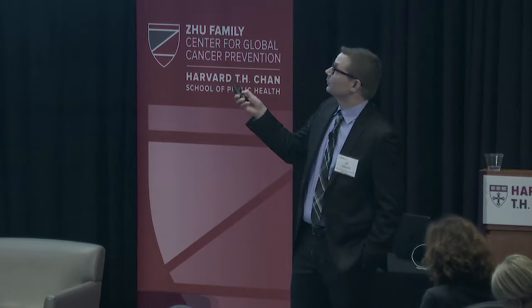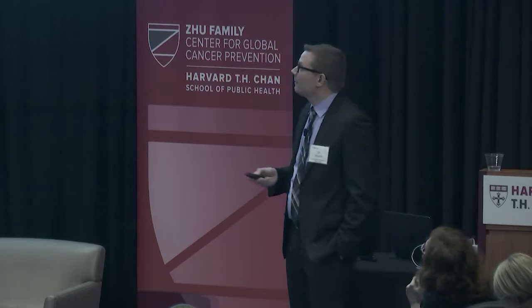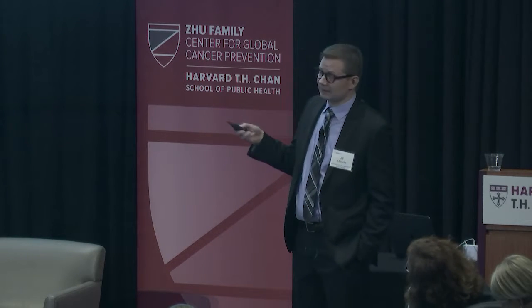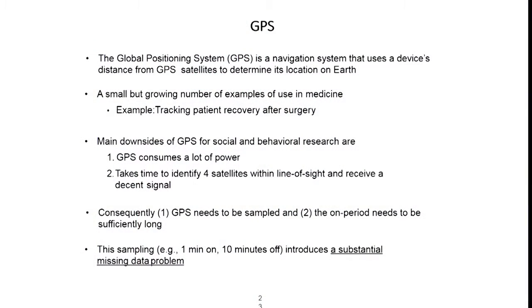So let me talk a little bit about quantifying risk, which was the second area that I was hoping to talk a little bit about. So I think almost everybody knows what a GPS is. So it's this global positioning system that's used for both scientific and societal applications. But there's also a small but growing number of examples of GPS use in medicine. One example is tracking patients after recovery to understand how mobile these individuals are.